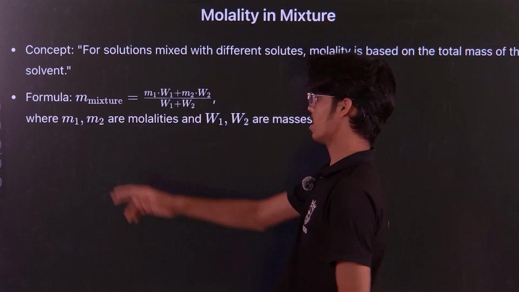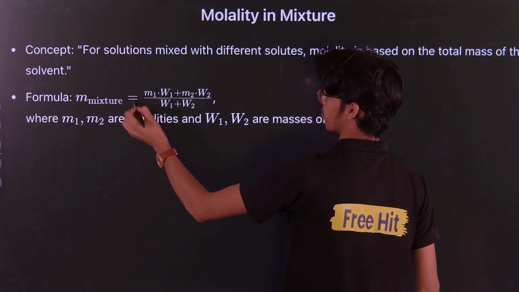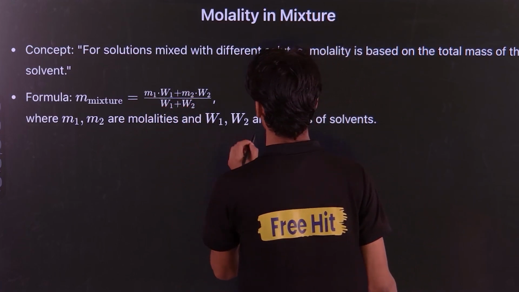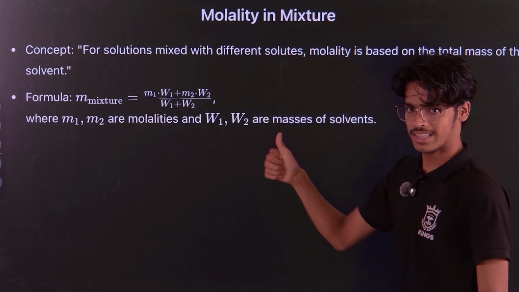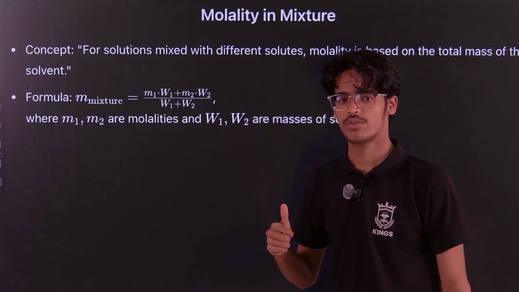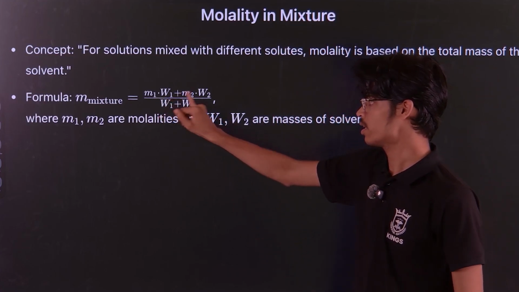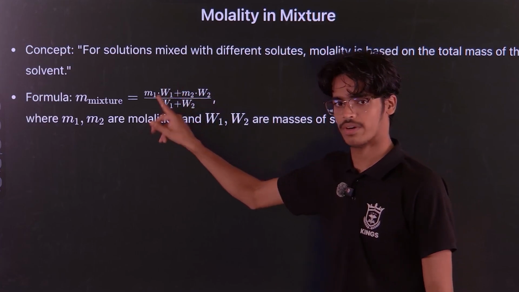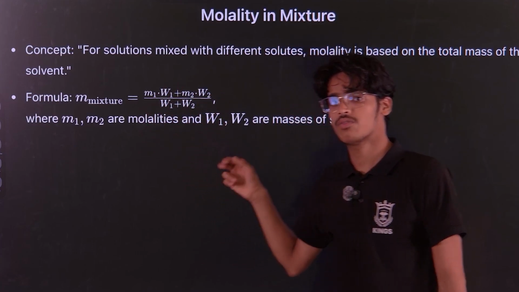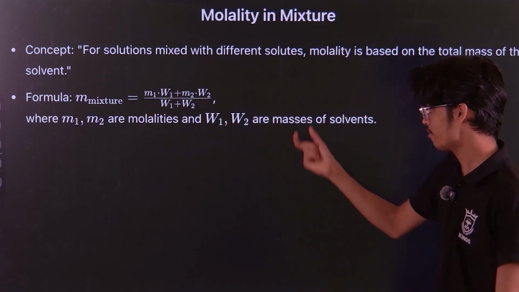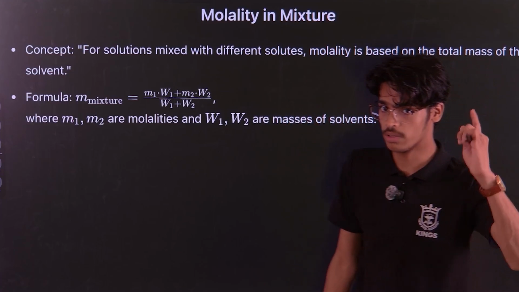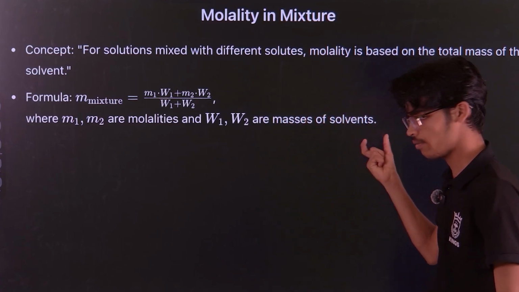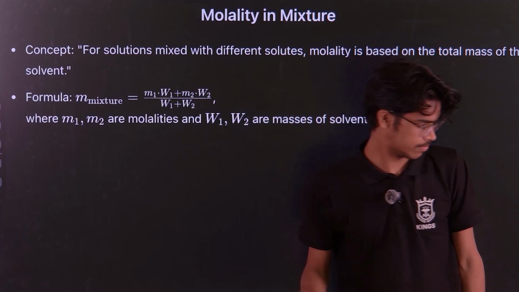Where M1 and M2 are the molalities and W1, W2 are the weights of the solvents. In the previous molarity video, instead of W1, W2, there were V1, V2, and those were the volumes of solution. This is the mass of the solvent. That was the volume of solution. This is the mass of solvent. Remember the differences.